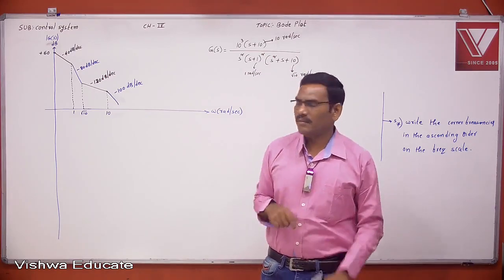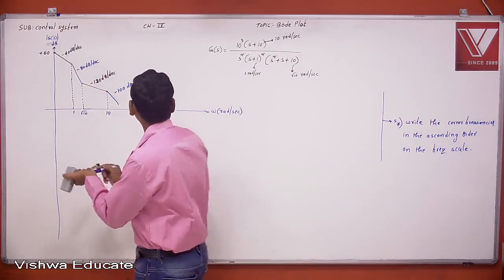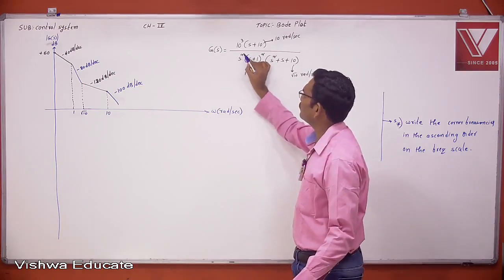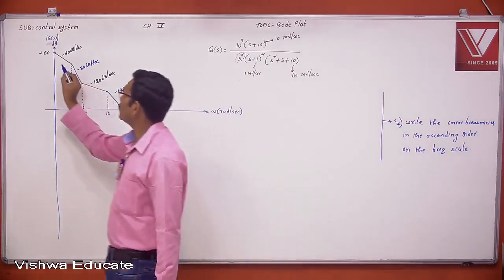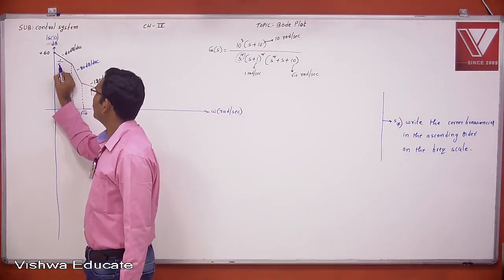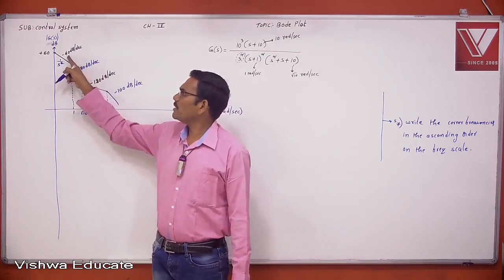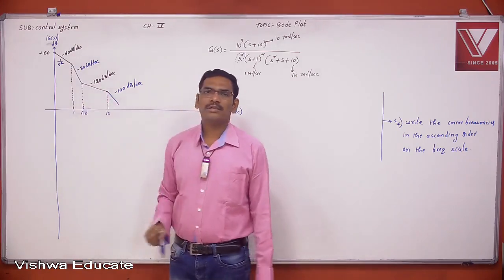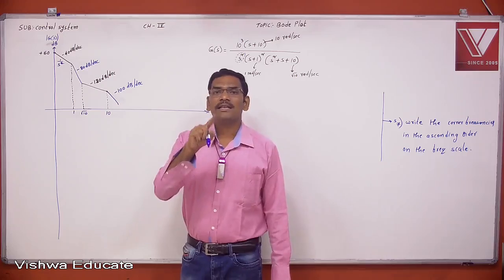What is the starting magnitude? The starting magnitude is decided by whom? The starting magnitude is decided by the number of poles at origin or number of zeros at origin. Is it right or not? Yes. The starting slope is nothing but the number of poles at origin or number of zeros at origin. The starting slope is minus 40 means 2 poles at origin. The starting slope is minus 20 means 1 pole at origin. The starting slope is plus 20 means 1 zero at origin.